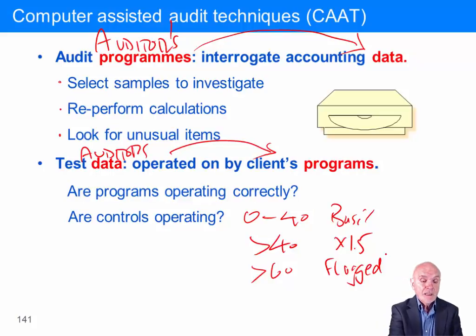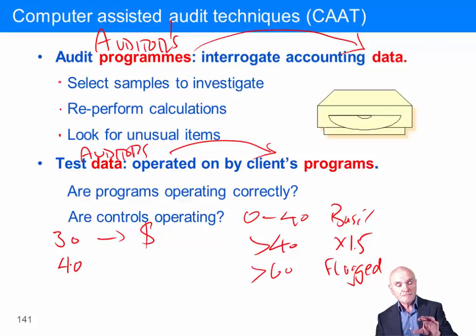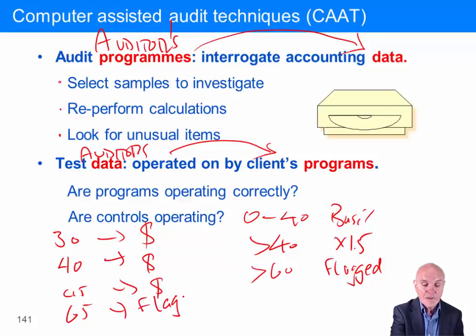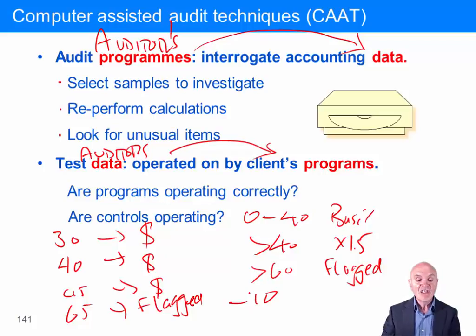So what you would do is you would put in somebody who's got 30 hours. You would predict what their pay was going to be, and then somebody maybe at 40 hours. Quite often, what you do is you go with the cut off here. So if it's exactly 40 hours, what are they going to be paid? And you predict their money. And then maybe 45 hours and you predict their pay. And then maybe you put in 65 hours, and of course you expect that to be flagged up, some sort of warning. And maybe what you even do is you put in -10, just to see what happens if somebody puts in something stupid.